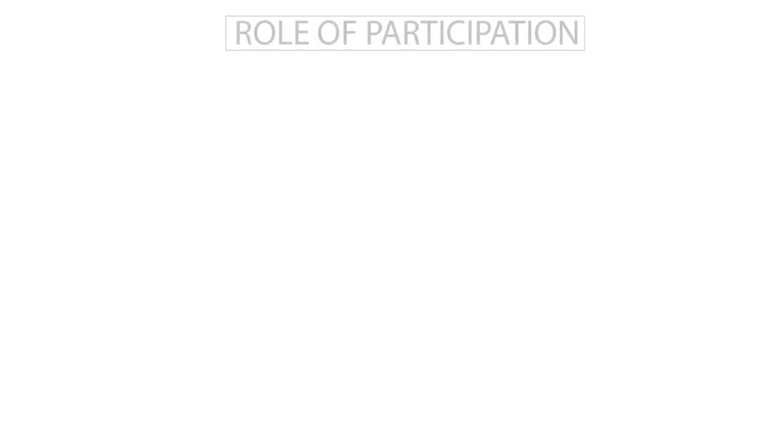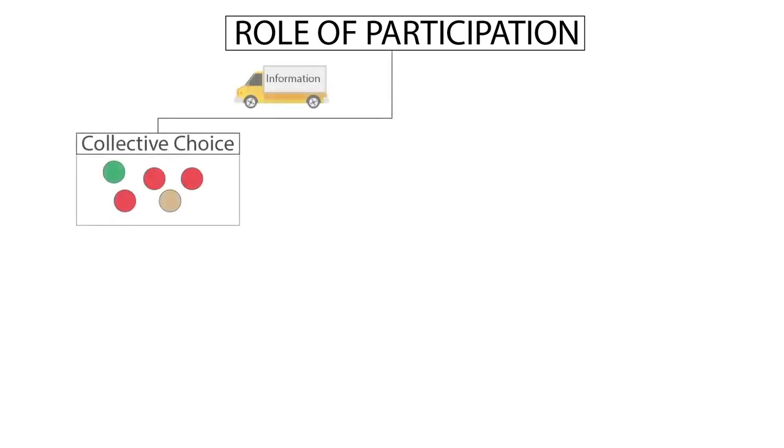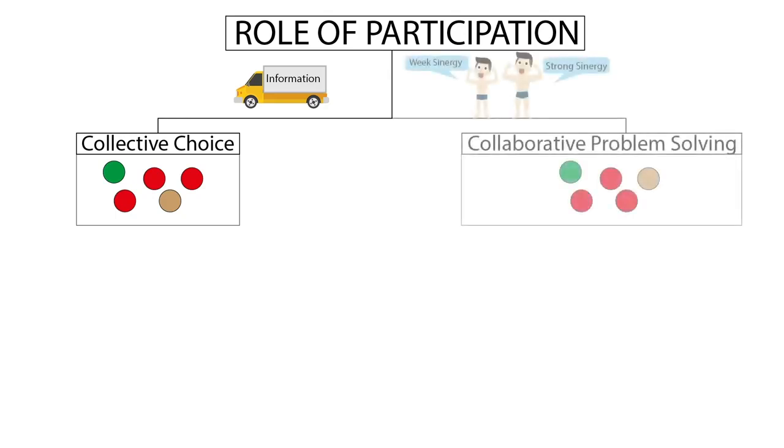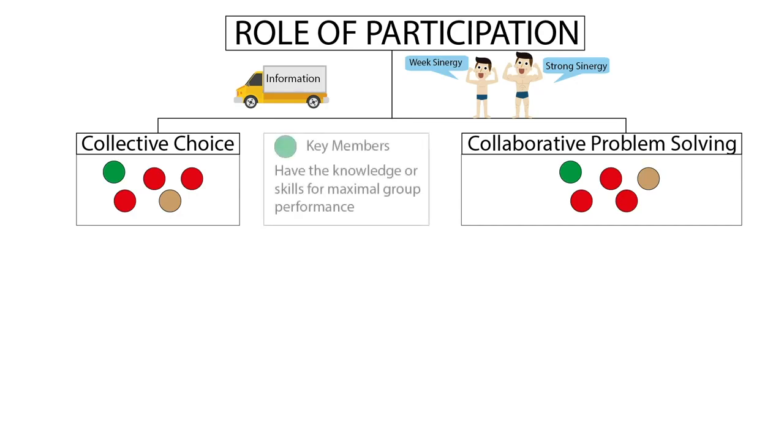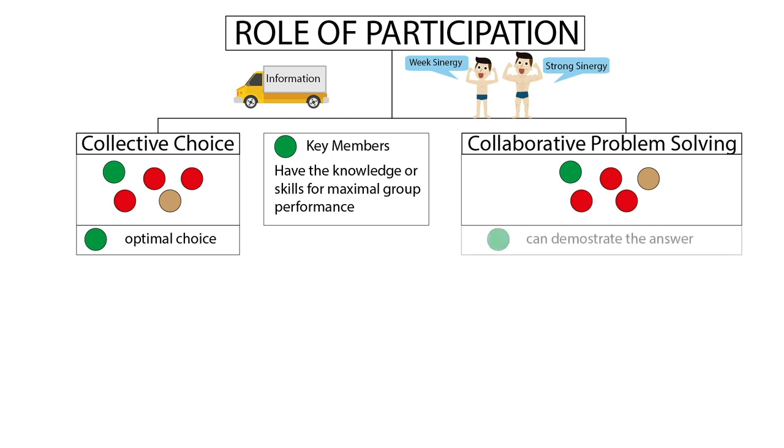In this final section, we will explain a concept called role of participation. A good way to think of this concept is how effectively information is passed in collective choice scenarios and, on the other hand, how strong and weak synergy is achieved in collaborative problem-solving groups. In both scenarios, there are key members, who have knowledge or skill crucial for maximal group performance. In collective choice, key members' unique information will serve to reveal an optimal choice. In collaborative problem solving, key members' knowledge or skill can demonstrate the answer.